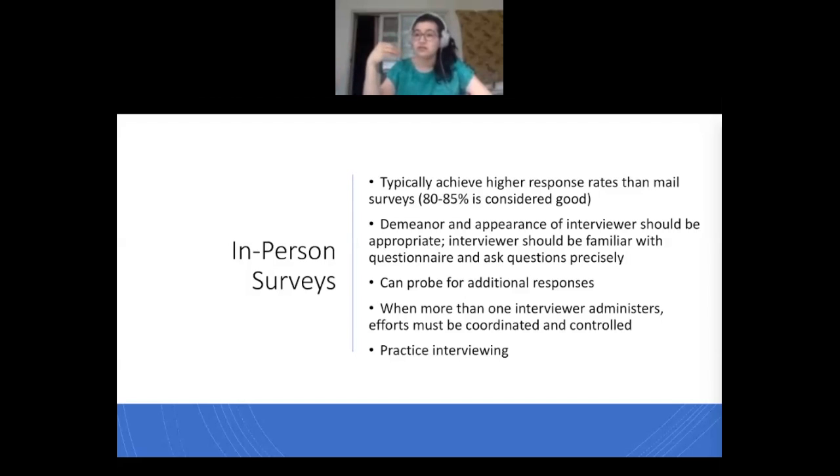So if you have a bunch of male field researchers interviewing women about violence that they've been victims of, they may be less likely to respond. So you need to think about sort of the positionality of the interviewers and how to make people comfortable in answering questions and what types of questionnaires are more appropriate for in-person surveys.